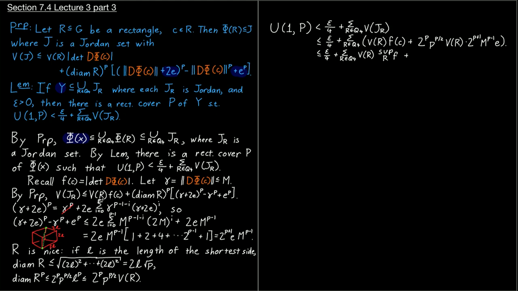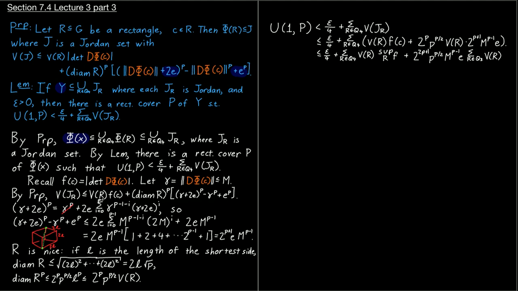And then let's see, this whole mess of constants, 2 to the 2P plus 1, P to the P over 2, M to the P minus 1 E. Then we've got the sum over all rectangles in Q4, the volume of R. Actually, I can go ahead and make this the sum over the rectangles in Q3, because every rectangle in Q4 is contained in a rectangle in Q3. They're non-overlapping, so the sum of the volume of the rectangles in Q4 is at most the sum of the volume of the rectangles in Q3.